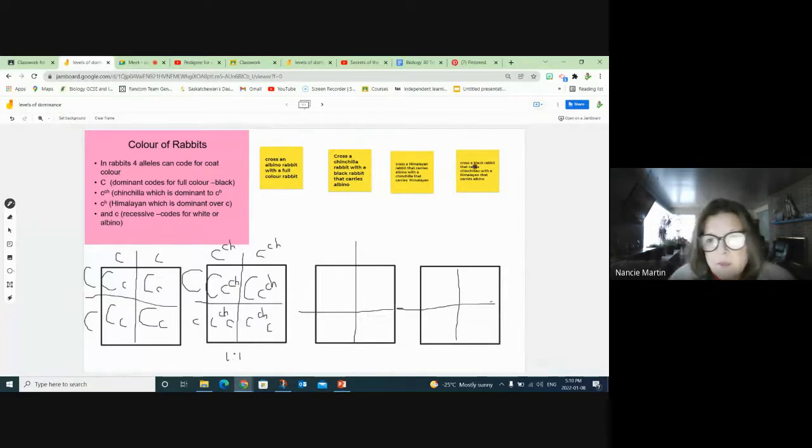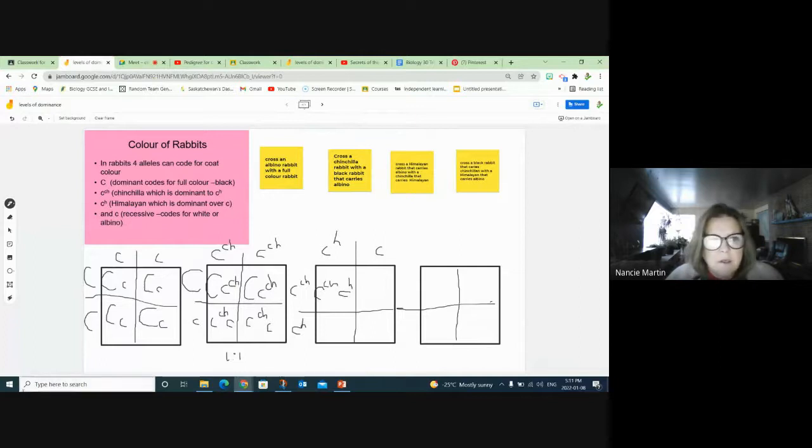And then this one is cross a Himalayan rabbit that carries albino. So Himalayan rabbit that carries albino with a chinchilla that carries Himalayan. So now we've got a chinchilla that carries Himalayan. So now what am I going to get? I'm going to get C with a chinchilla and C with a Himalaya. Sorry, this is getting hard with the mouse.